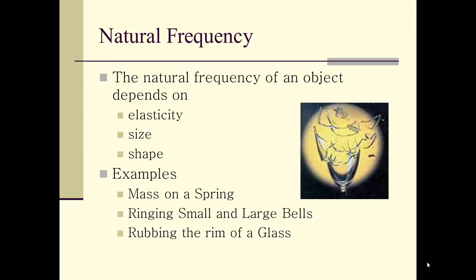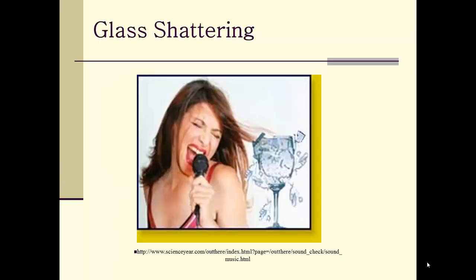Examples are a mass on a spring, which you can think back to simple harmonic motion. Ringing small or large bells doesn't take much forced vibration to get them to ring. Or rubbing the rim of a glass. If you just wet the top of a drinking glass and rub your finger on it, you can actually make it sound out a little bit or make the glass sing.